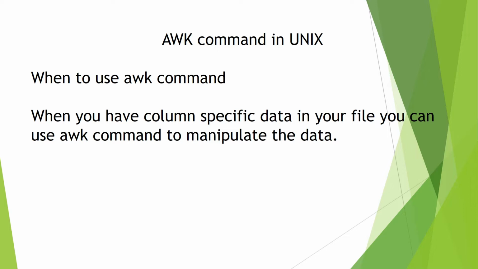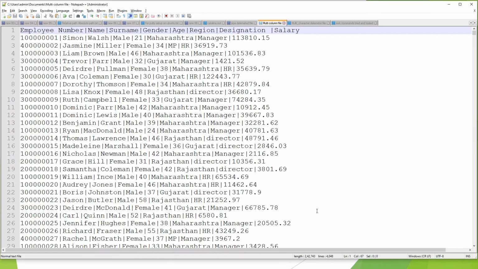Let's suppose you have column specific data in your file, you can use the awk command to manipulate the data. Okay, let me show you the file first. See, in that file we have employee number, name, surname, gender, age, region, designation and the salary of that employee. Now if you observe, in that file the delimiter is pipe.